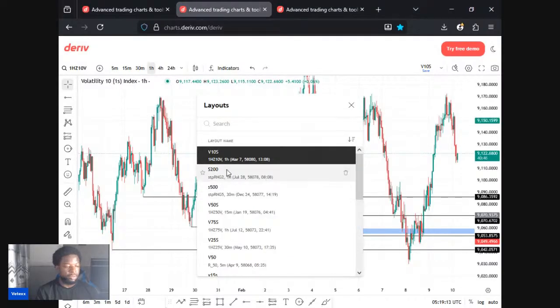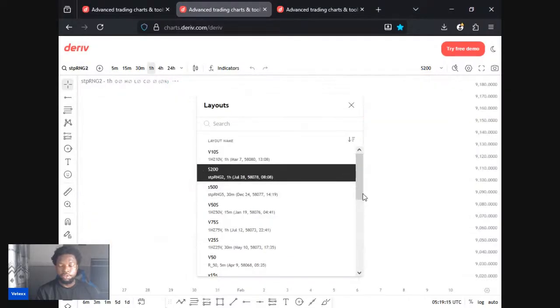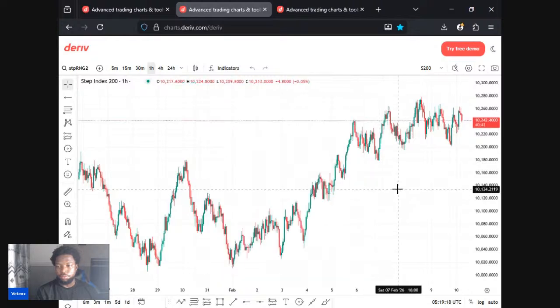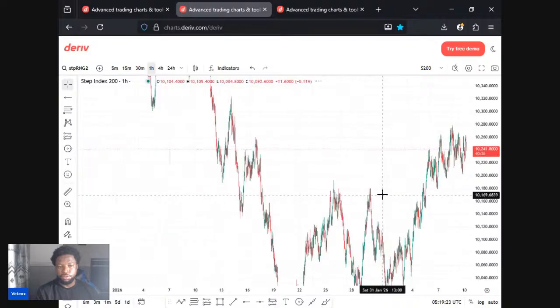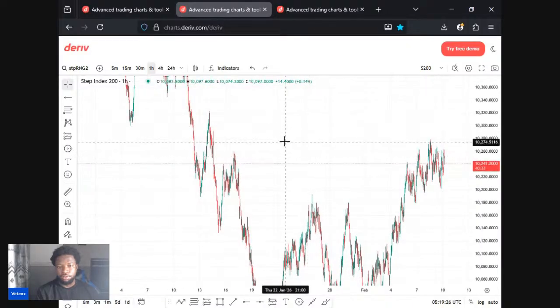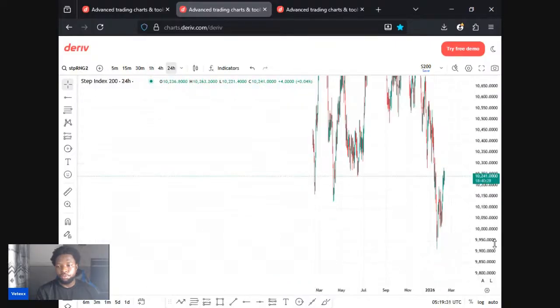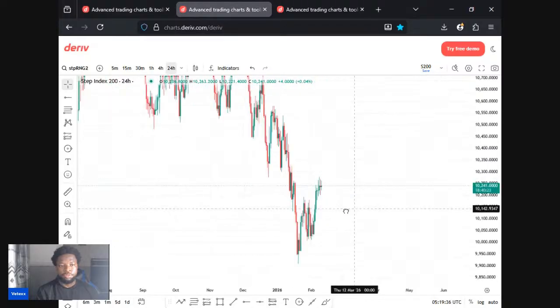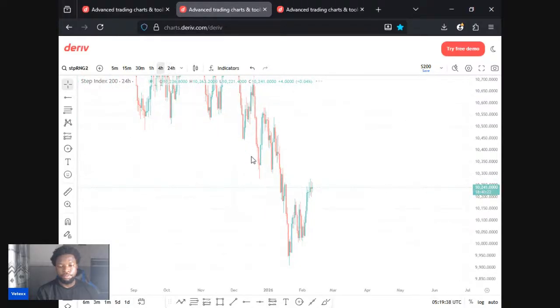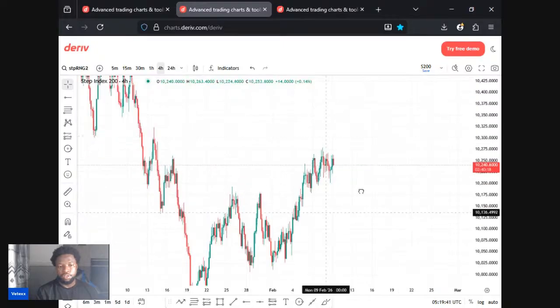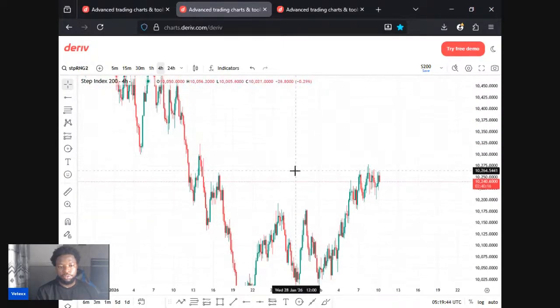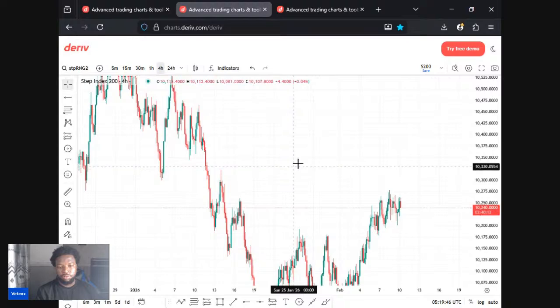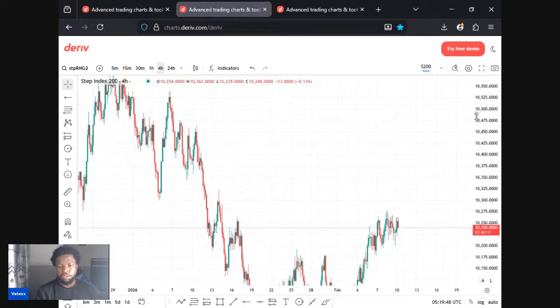Step 200. So let's check step 200, if you have anything good on step 200. Starting from the 24-hour time frame, step 200 is bearish and we haven't gotten a clear direction yet. So we'll go to the 4-hour time frame and see if we're going to get anything good. So on the 4-hour time frame, nothing is really happening yet.